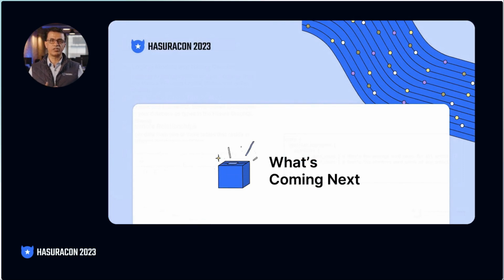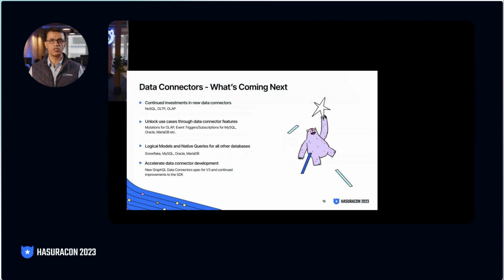So we plan to continue to release new connectors for NoSQL, transactional, and analytical databases. And we'll continue to iterate and release additional features for existing connectors to unlock even more use cases. For example, mutations for Snowflake and event triggers and subscriptions for MySQL and other databases. We also plan to harness the power of native queries and logical models for all other databases. And finally, we'll continue to make it easier to build new connectors by enhancing the SDK.